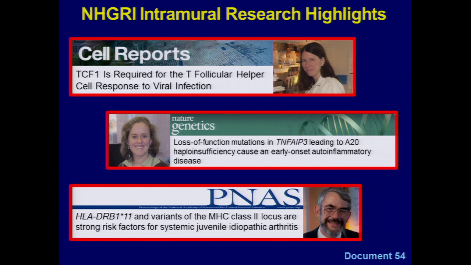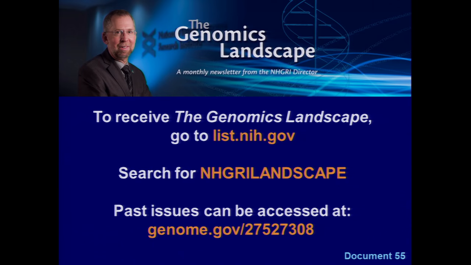And in yet another highlight for him, Dr. Dan Kastner and colleagues have discovered genomic variants that increase the risk for a potentially life-threatening childhood disease characterized by persistent joint swelling, pain, and stiffness, known as systemic juvenile idiopathic arthritis. These recently reported findings were published in the Proceedings of the National Academy of Sciences early edition. And that is the end of my director's report.